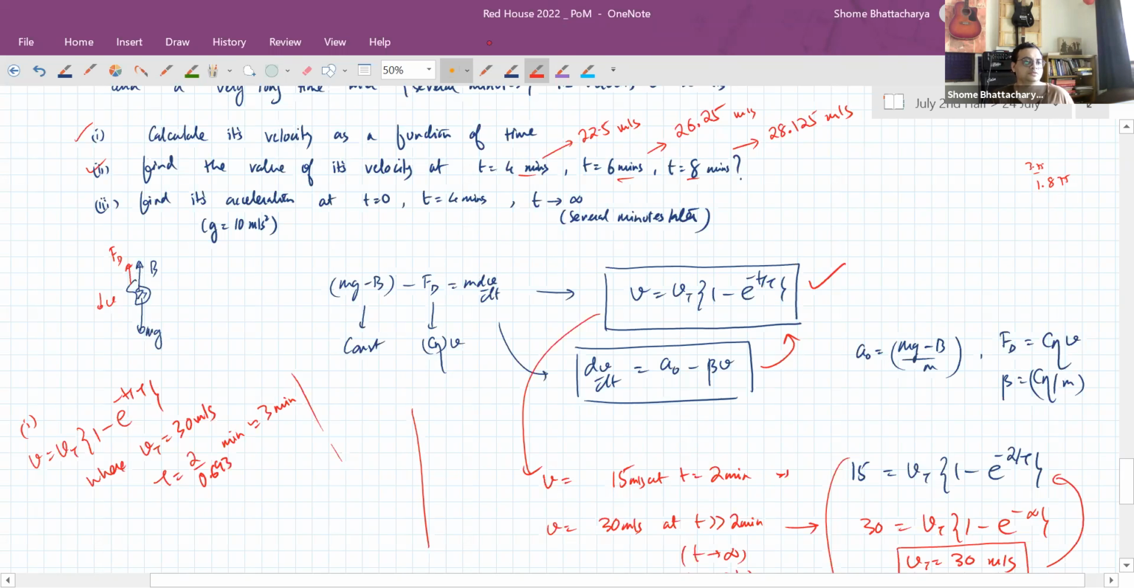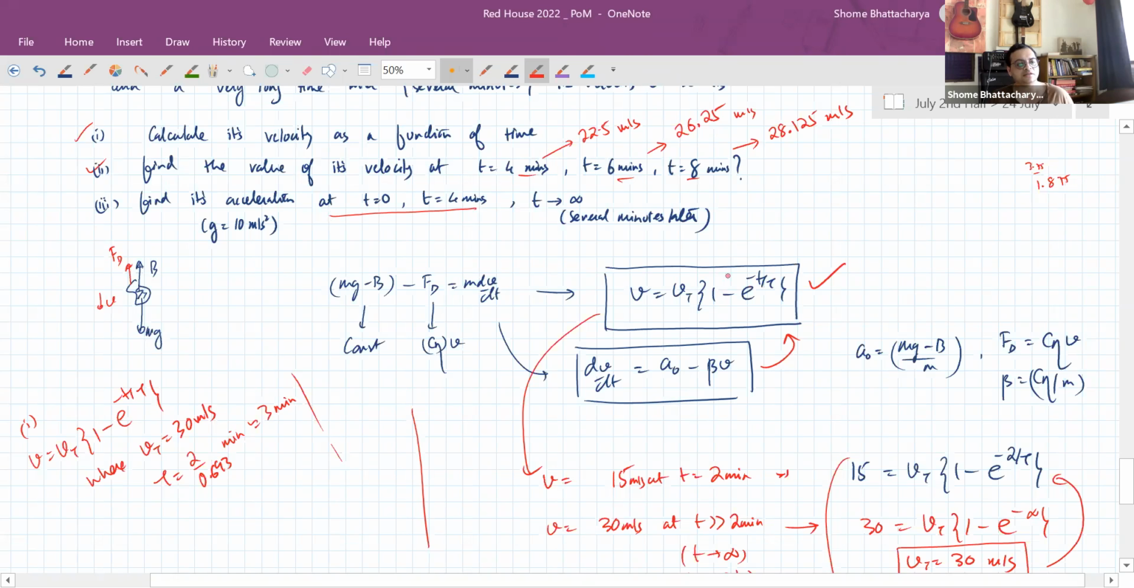Just check the values. It's quite easy to show that these are the exact values you will get. And what I'm trying to bring to attention here is that that exponential function has an interesting property. We'll also find the acceleration from a different relationship.